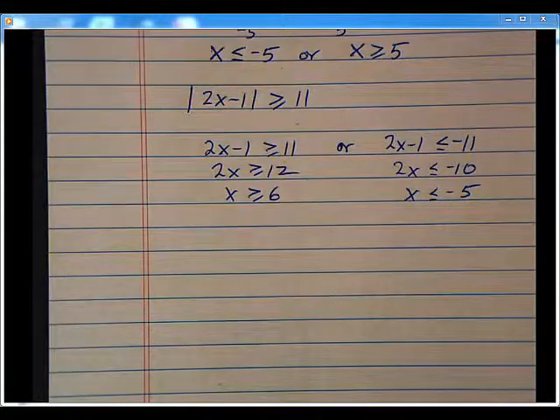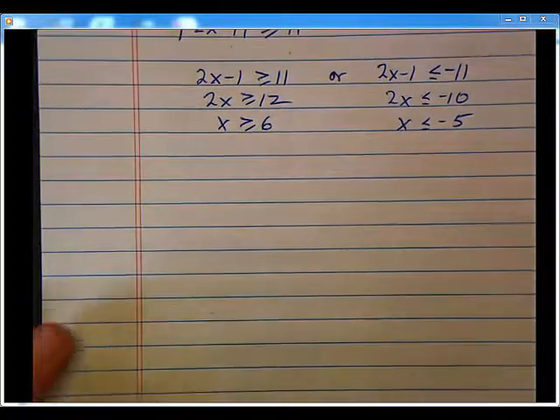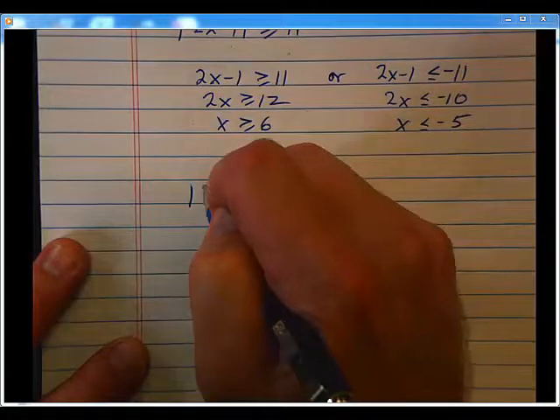Alright, I think that's what makes solving absolute value inequalities a little bit complicated for students. When you have a less than symbol, you do one thing. You trap your thing inside the brackets in the middle. When you have a greater than symbol, you have to split it into two separate inequalities.